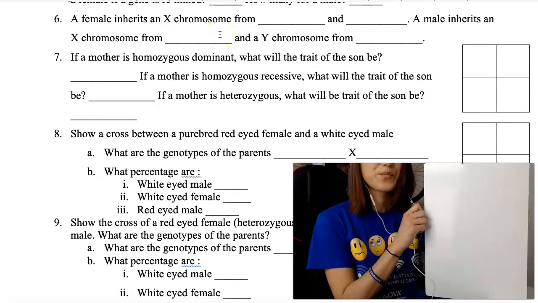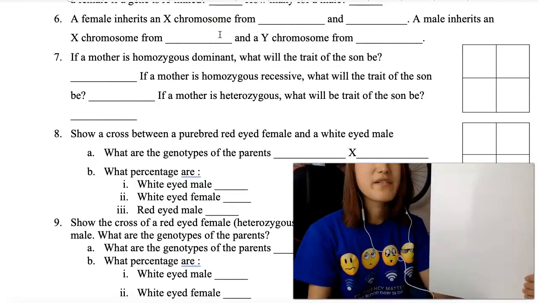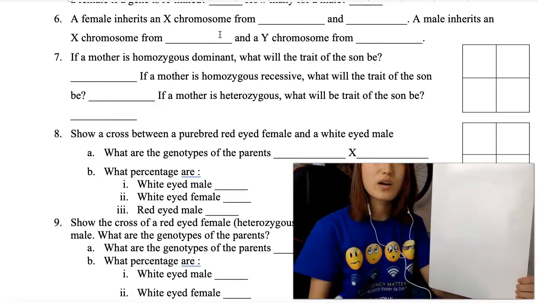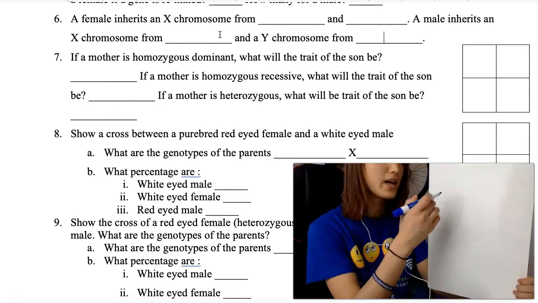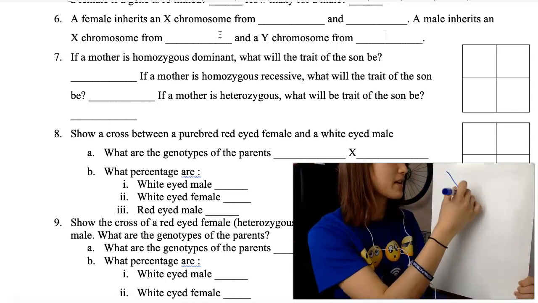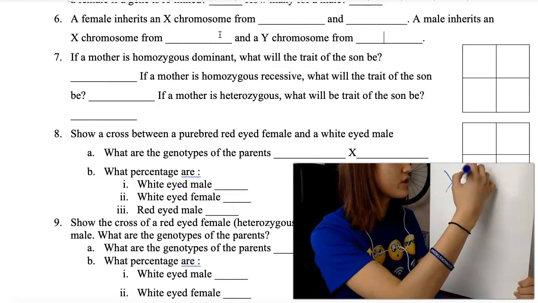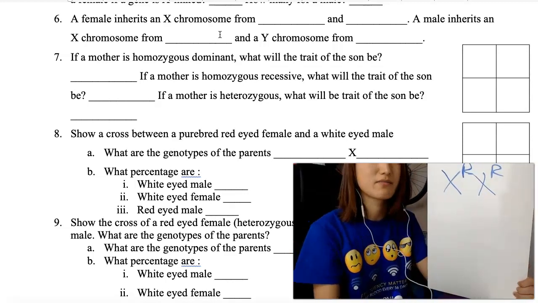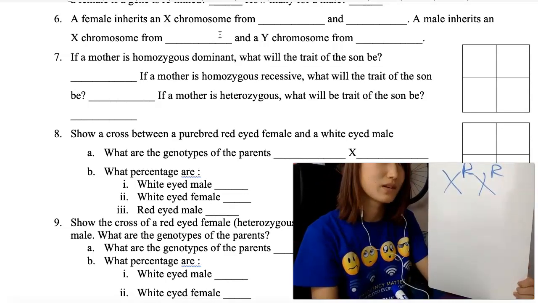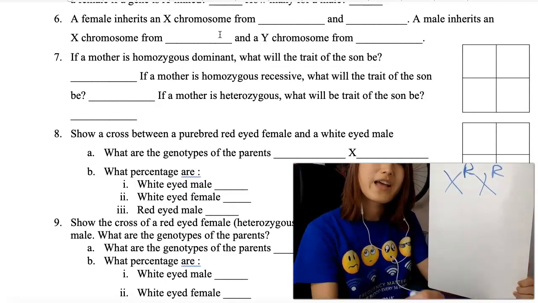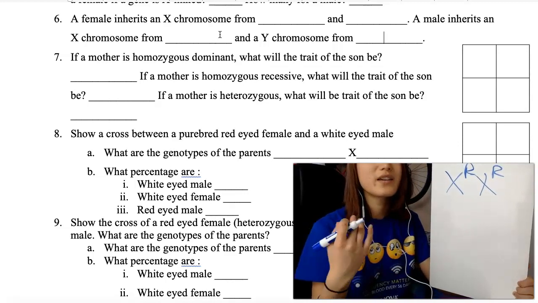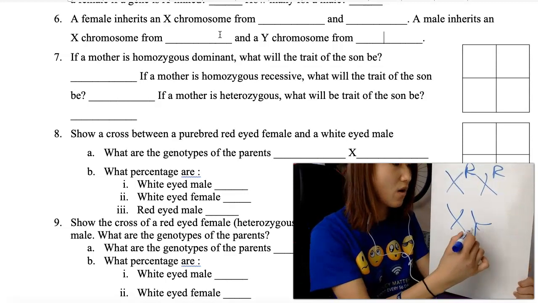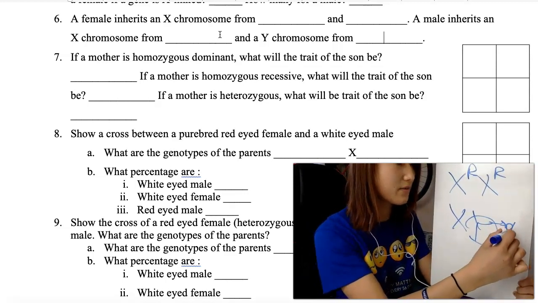So number 7 says, if a mother is homozygous dominant, right? So whenever you read these words, you have to translate it into genotypes. If a mom is homozygous dominant, the genotype of the mom has to be X big R, X big R, or whatever letter that you use, and big R was the dominant allele with the capitalized letter, right? And then what will the son carry as a trait, right? So if you think about a son, again, it is X and Y. Y comes from dad, right?